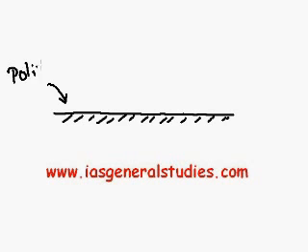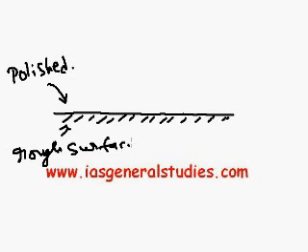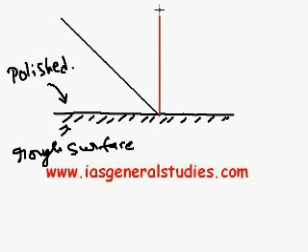Suppose this is the reflecting surface. This top one is the polished one that only causes the reflection, and the bottom is the rough surface. Suppose there is a light incident from here to here, and the point where it touches the reflecting surface, if I draw the perpendicular, that is called as a normal line.